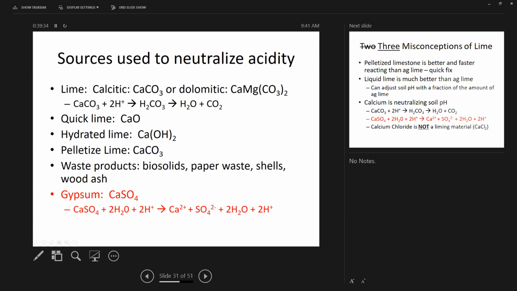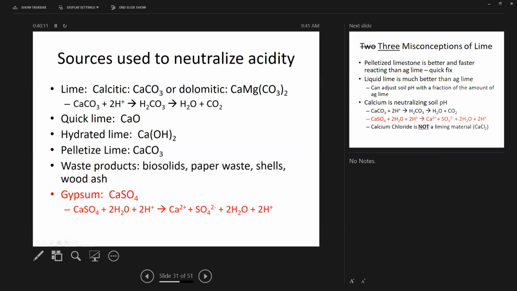Different liming sources that we can use, very less commonly used, but calcium oxide. If pure calcium carbonate with the proper grind has an RNV of 100, this is going to be about 130, 140. This oxide will reduce a lot more hydrogen than the carbonate. However, this is really caustic. It can hurt you if you get it on you. It's hard to deal with. It's a powder. It's not going to be used very often.